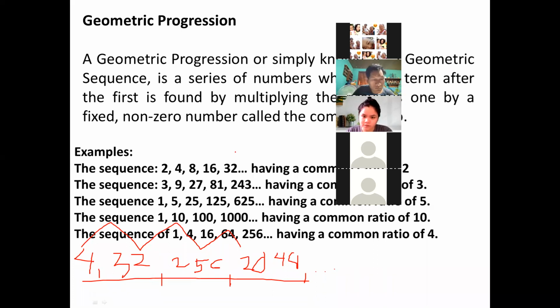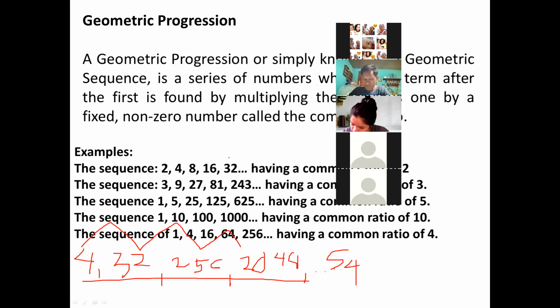Yes po, sir. Ayun, halimbawa, gusto kong malaman ang sum ng geometric progression natin hanggang ika-5 term, o kaya hanggang ika-4 na term. So, S of 4. Ibig sabihin ng S of 4, hanggang ika-4 na term ng geometric progression ko, ano yung sum? So, i-add lang natin yung 4, yung 32, 256, and 2048. That will be the value of S of 4.